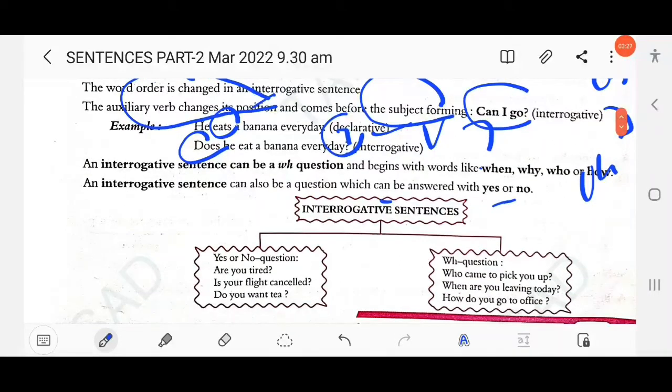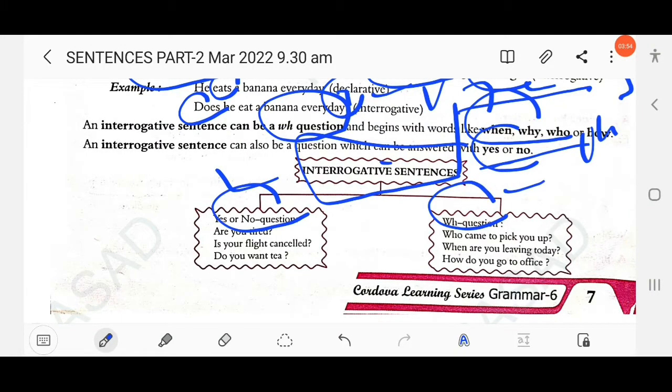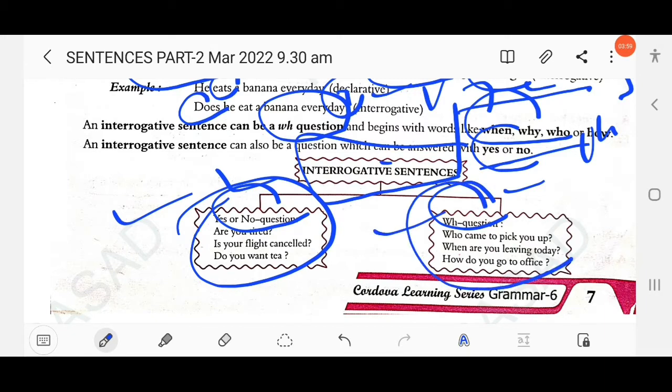An interrogative sentence can be a WH question. As we have already discussed, interrogative sentences are divided into two parts: first yes/no questions, then WH questions. WH questions begin with a WH word like when, where, why, who, whom. An interrogative sentence can also be a question which can be answered by yes or no. That means two types. These are the examples of yes/no questions and WH questions.